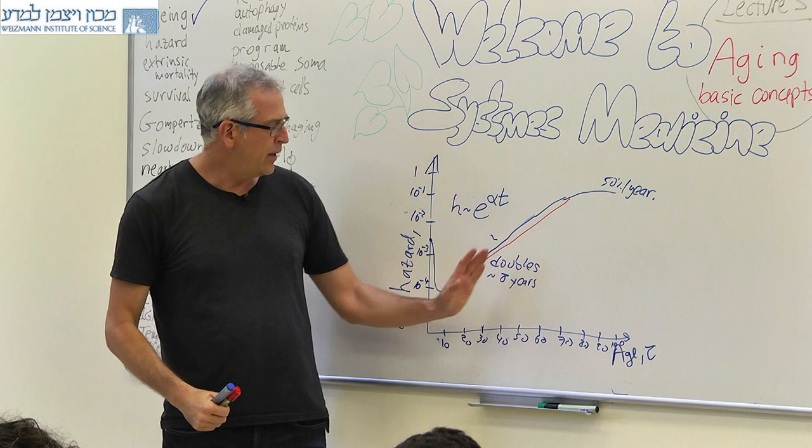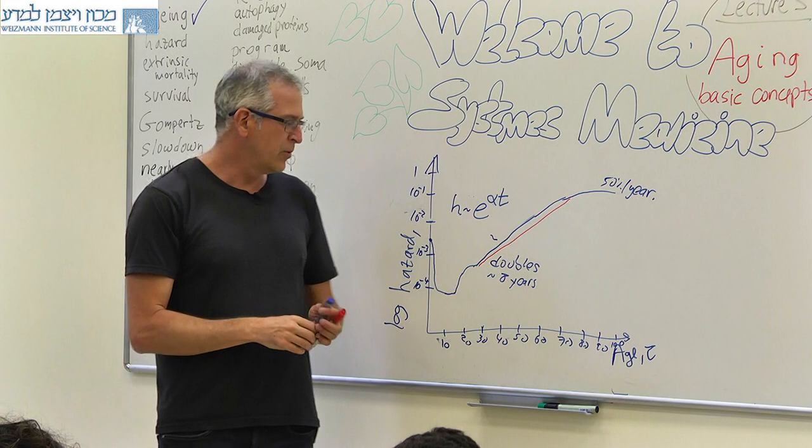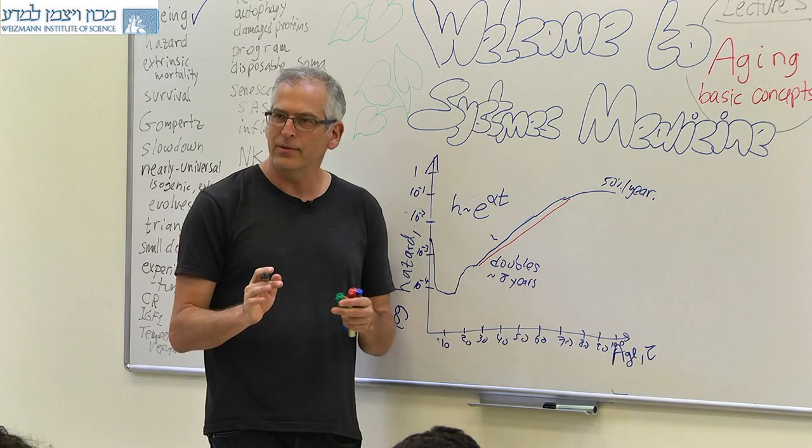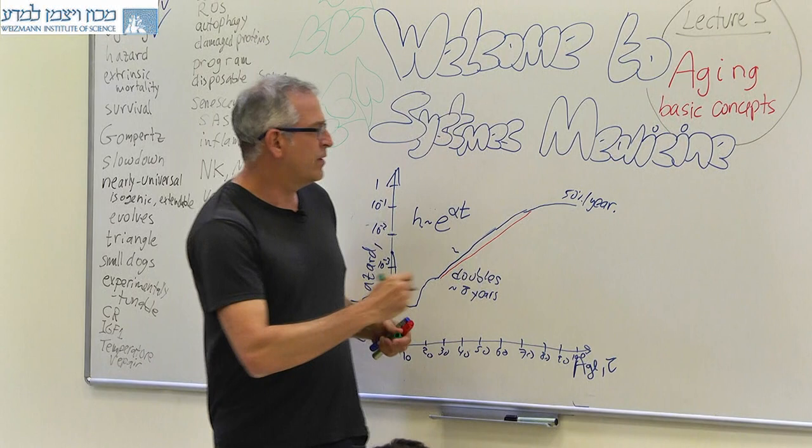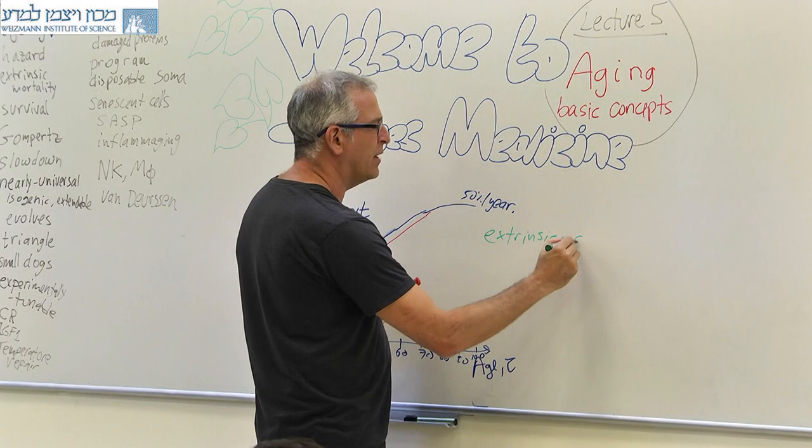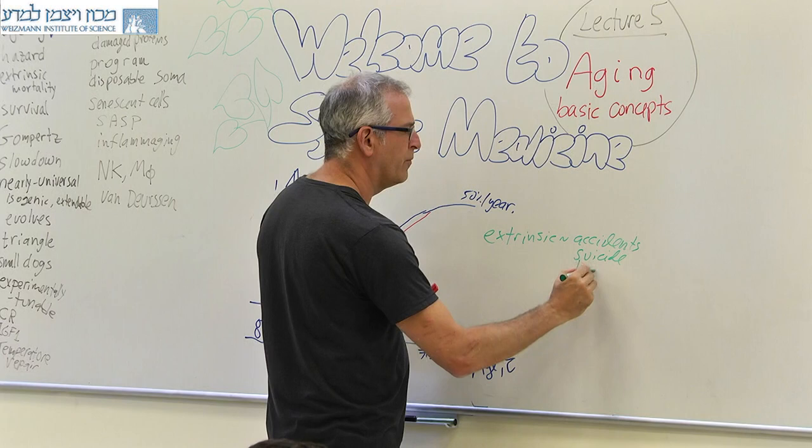Now, there was a question about extrinsic versus intrinsic mortality. So in fact, if I plot just intrinsic mortality, so what is extrinsic mortality for human beings? A lot of extrinsic mortality is accidents, suicide, homicide. And that extrinsic mortality looks something like this.